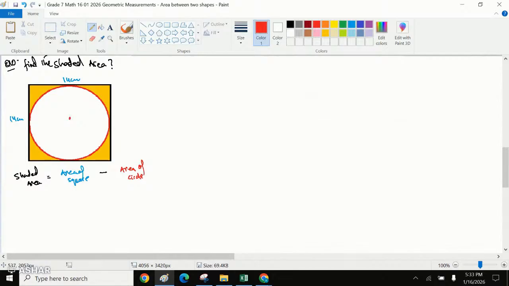So can I say the area of the square can be given as 14 multiplied by 14, that is 196, minus the area of the circle. We know that the area of a circle is pi r squared. So pi is 3.14. What is the radius? Can anyone give me the radius? I need the radius of this given circle. Nate, can you give me the radius of this circle?